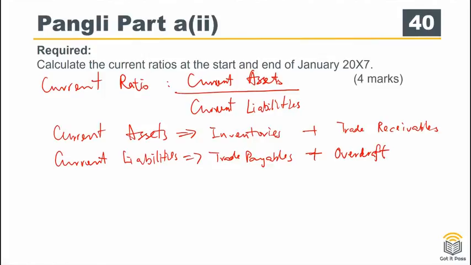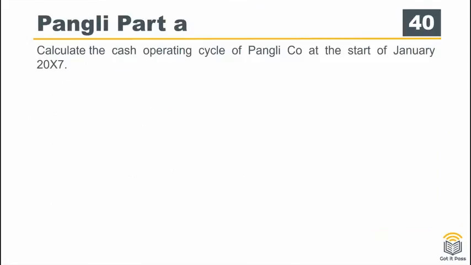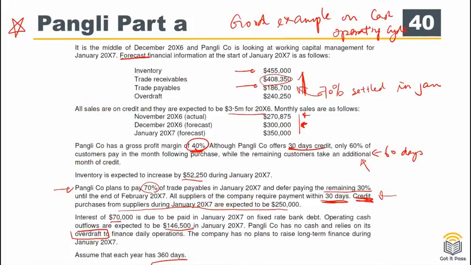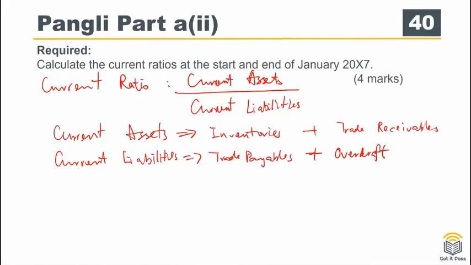So at the beginning of January, this is on the question, in the beginning of January, we have inventory, which is 455, and trade receivable, which is 408,350. And these are the current assets, and the current liabilities, including trade payables, which is 186,000, and the other is overdraft 240,000. So we got all the numbers for the start of January 2007, and we can make our calculation here.